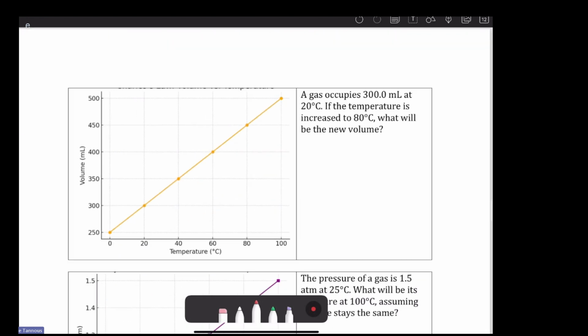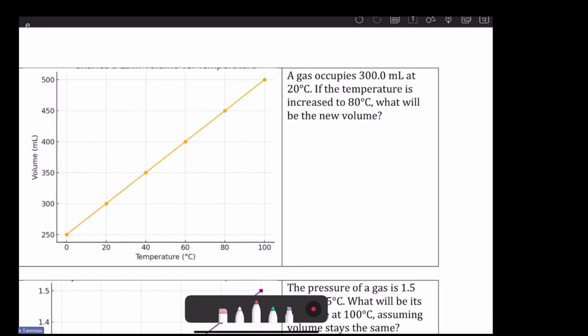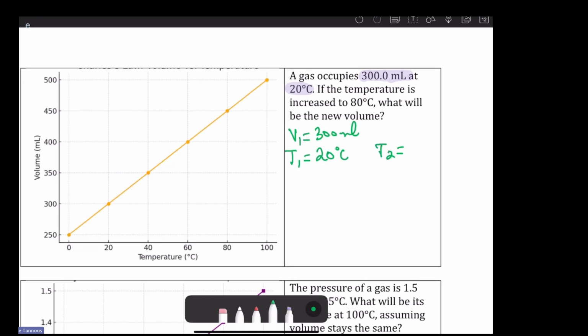Next, a gas occupies 300 milliliter at 20 degrees Celsius. If the temperature is increased to 80, what will be the new volume? So again, I'm talking about volume at a temperature. So V1 equals 300 milliliter and the temperature is 20 Celsius. If the temperature is increased to 80 degrees Celsius, what will be the new volume?